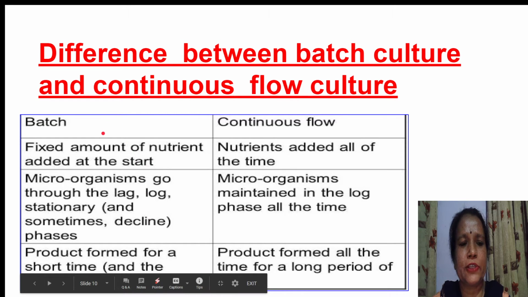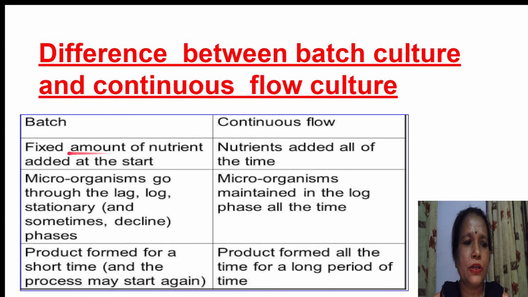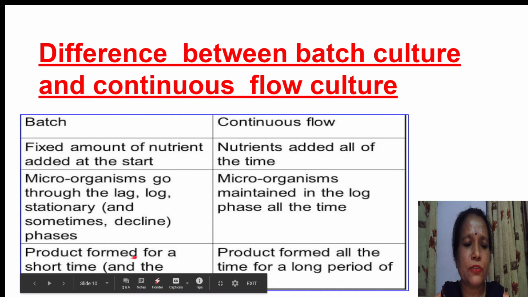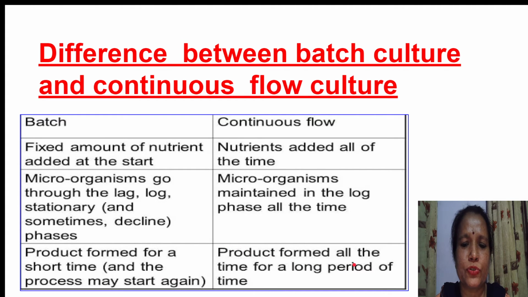Now let us see the difference between the batch culture and continuous culture. A fixed amount of nutrients is added at the start in the case of the batch culture. In the case of the continuous culture, nutrients are added all the time. Microorganisms go through the lag phase, then log phase, then the stationary phase. But in the case of continuous flow, microorganisms are maintained in the log phase, that is the exponential growing phase, all the time. Product is formed for a short time in batch culture, but in the case of continuous culture, products are formed all the time for a long period.